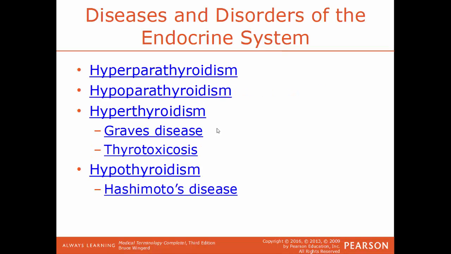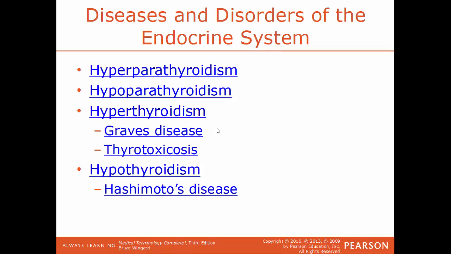Right, the same thing with our next two terms. Hyperparathyroidism, where there's an excess amount of hormones from the parathyroid being produced. Then the opposite of that would be hypoparathyroidism, where you have an abnormally low amount of hormones produced by the parathyroid gland. Hyperthyroidism, an overproduction of hormones from the thyroid gland.